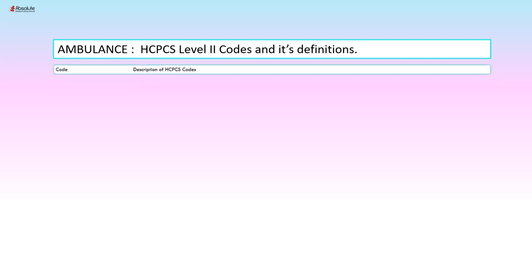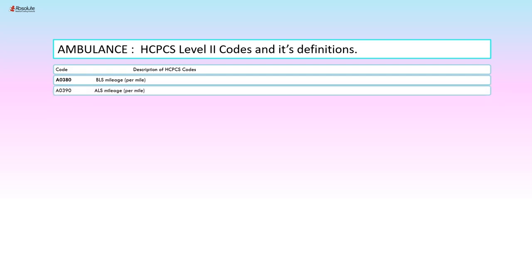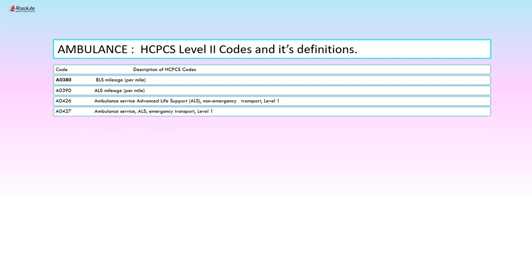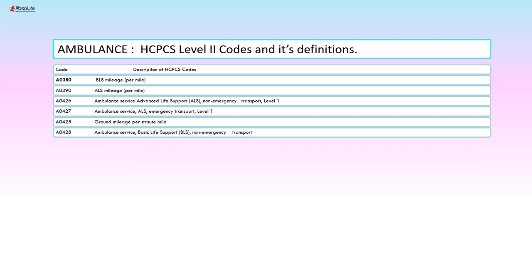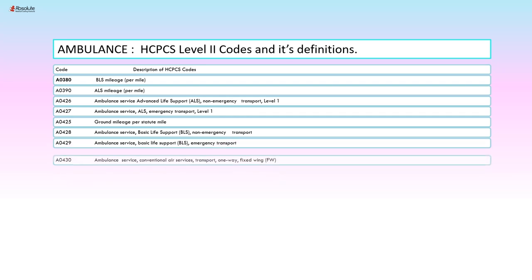We have the A0380 code for BLS, mileage per mile. A0390, that is your ALS mileage per mile, that will be coded in addition to your ALS ambulance services. We have A0426 for ambulance service advanced life support, non-emergency transport level 1. A0427 is for ambulance service ALS emergency transport level 1. Then you have A0425 for ground mileage per statute mile, A0428 for your ambulance service, basic life support, non-emergency transport. A0429 is for BLS, emergency transport.